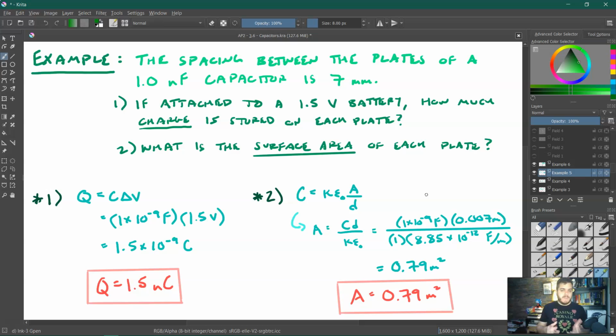We would never have a capacitor this big. And what this is actually telling us is that the spacing between these plates is actually too large. The spacing really is usually going to be fractions of a millimeter, not multiple millimeters.